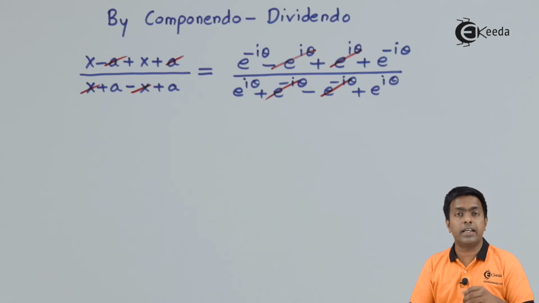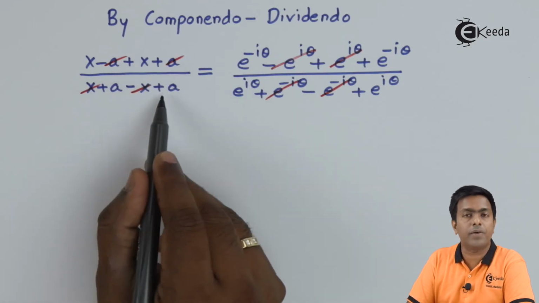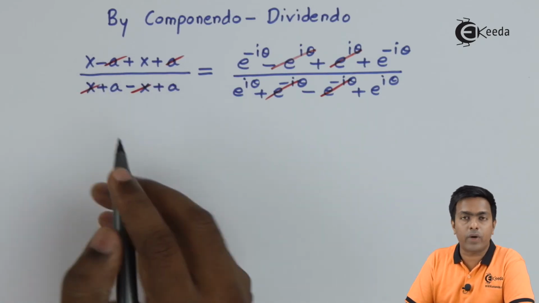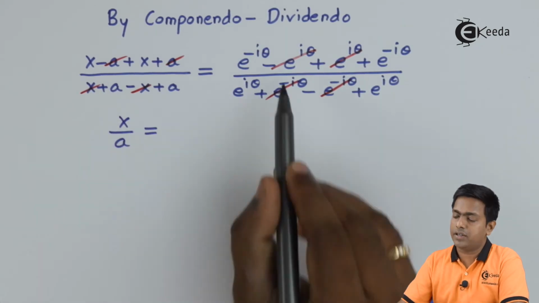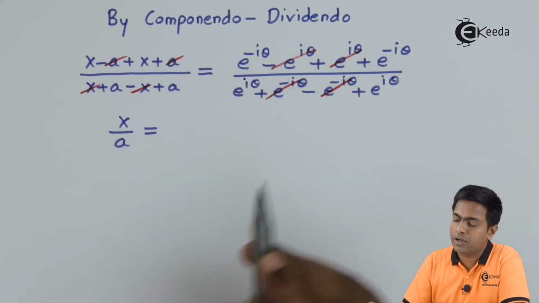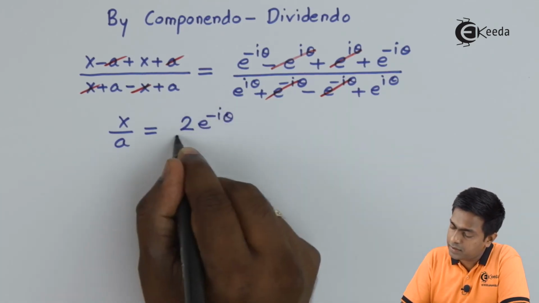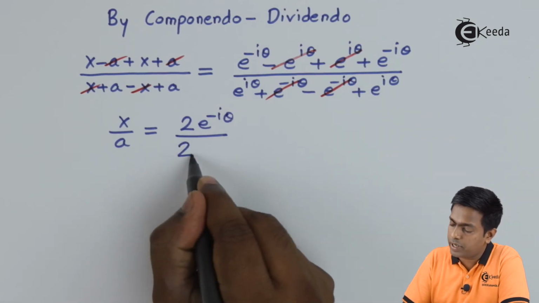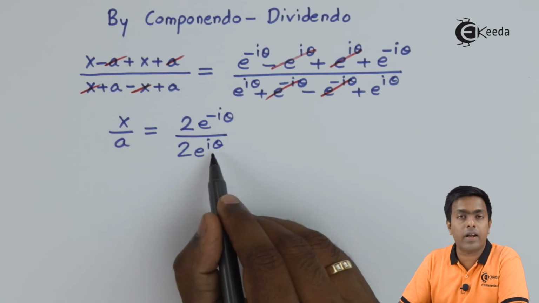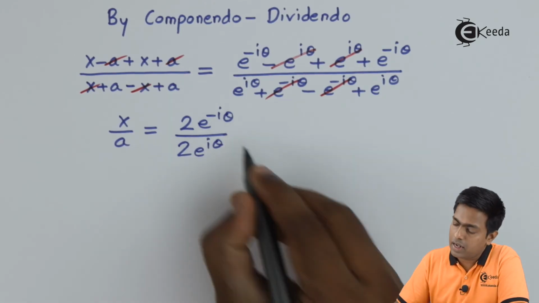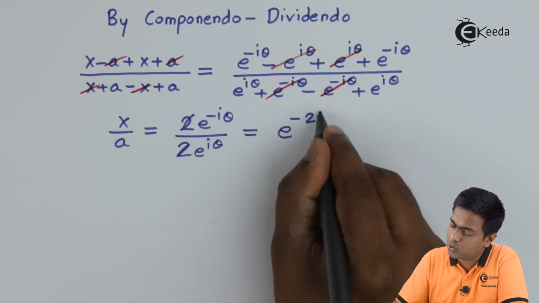Now guys, let's rewrite the remaining terms. So here we'll get 2x, here 2a. So 2 and 2 cancel. So we'll get x upon a. Similarly, here we'll get 2 times e to the power minus I theta. Here we'll get 2 times e to the power I theta. Again 2 and 2 cancel. Next this e to the power I theta will go in the numerator and we will get e to the power minus 2I theta.